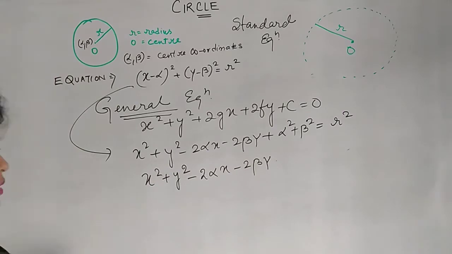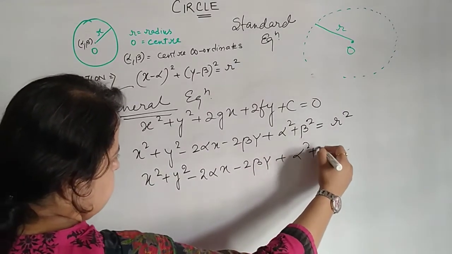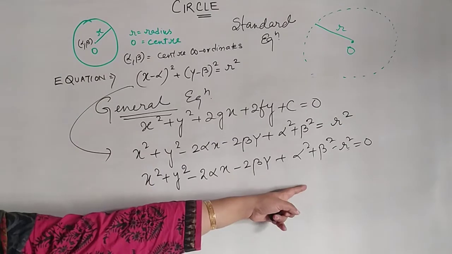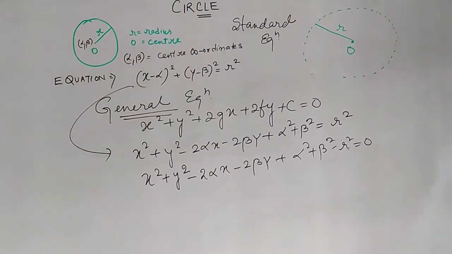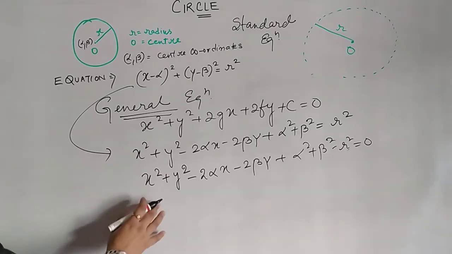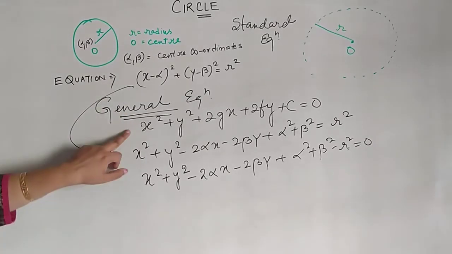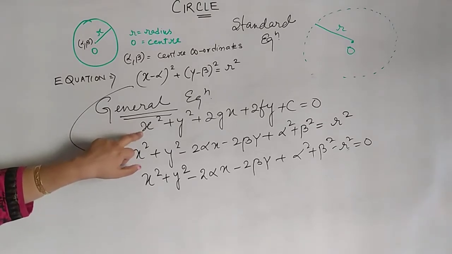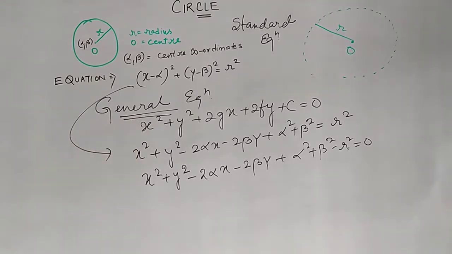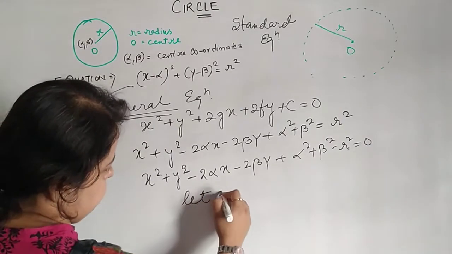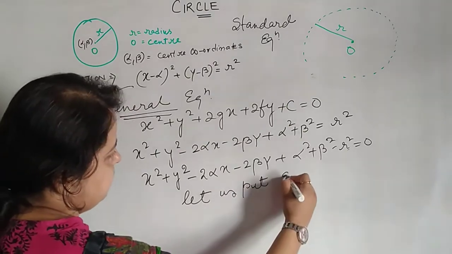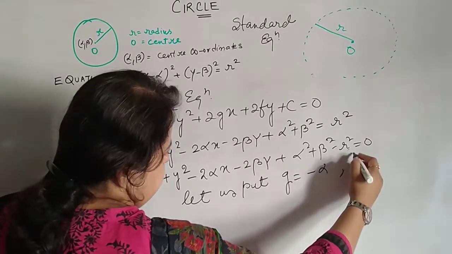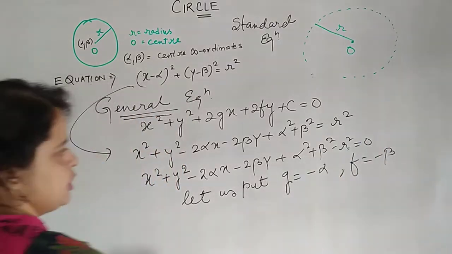We are going to bring this r square to the LHS part. After bringing it, how can we match it with the general equation which is taken in your course book or very commonly used? Let us see that. Let us substitute g as minus alpha, and f as minus beta.